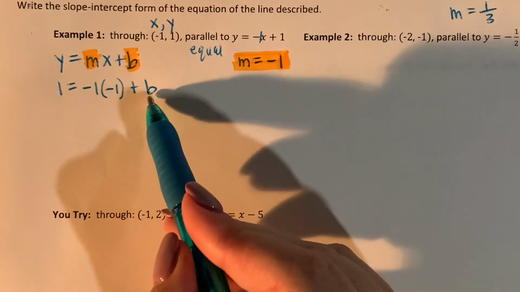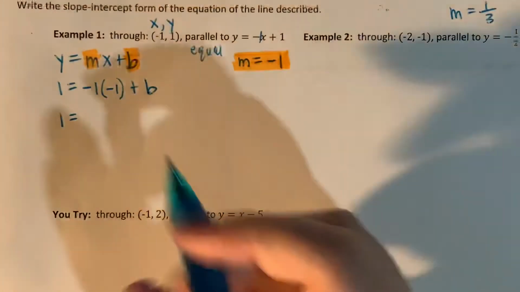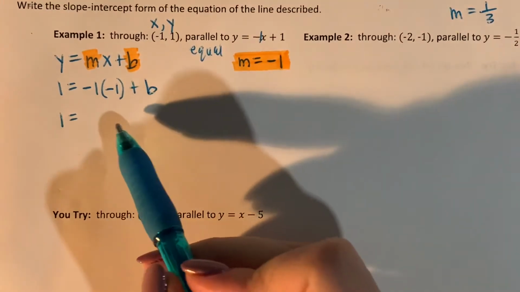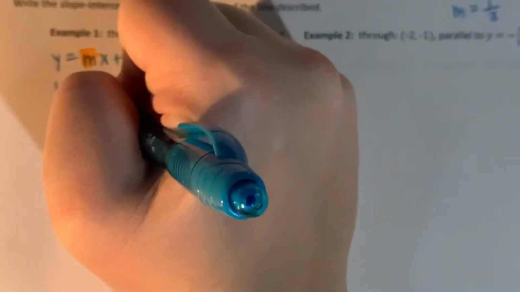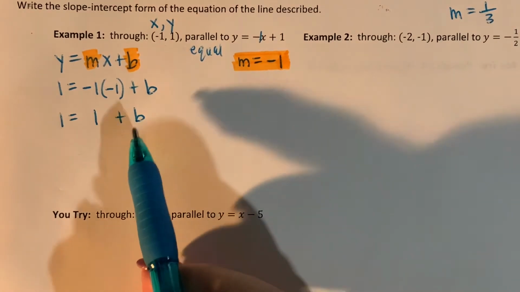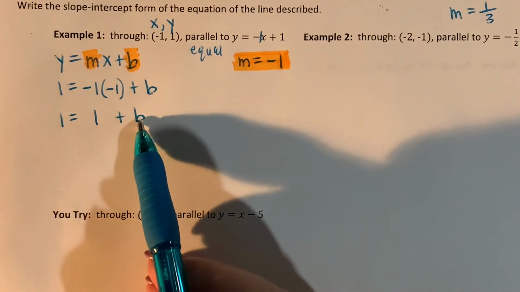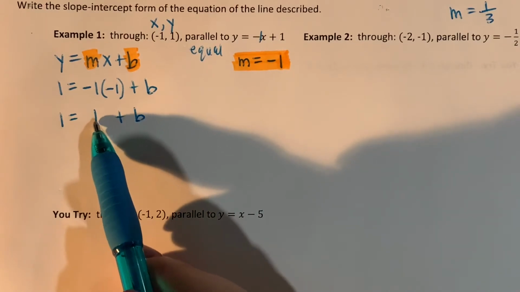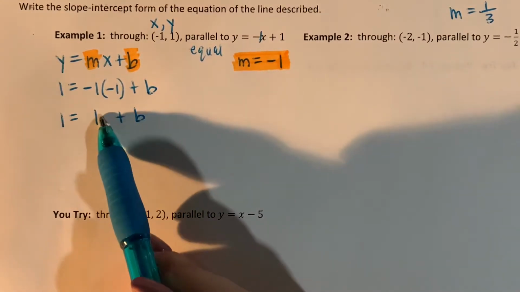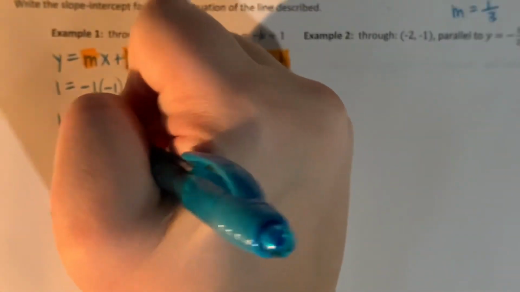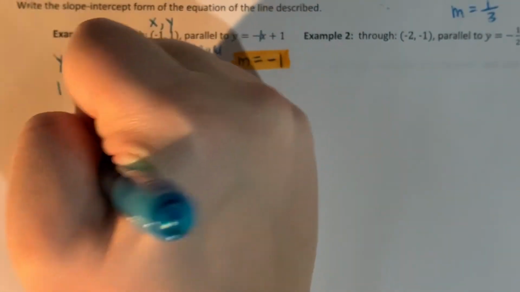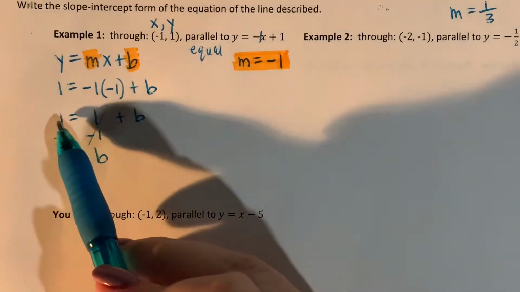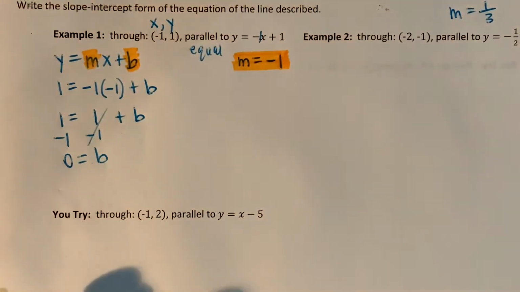So now I can simplify this. I see some multiplication that I can take care of. So I'll write 1 equals, and if I do negative 1 times negative 1, that turns to a positive 1 plus b. And now I'm very close to having b by itself. The only thing that's in the way is this positive 1. So I need to move a positive 1 over to the other side. And the way I can move a positive 1 to the other side is by subtracting 1. So then I'll have b by itself, and I'm doing 1 minus 1 to get 0.